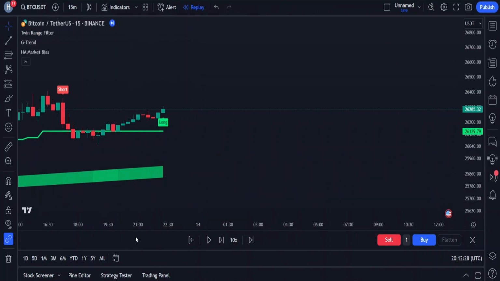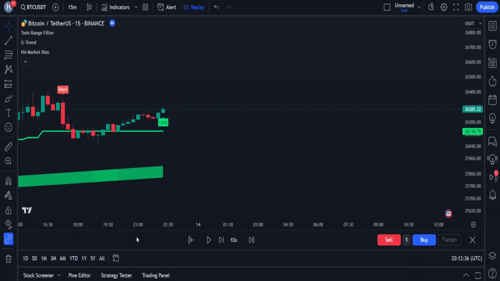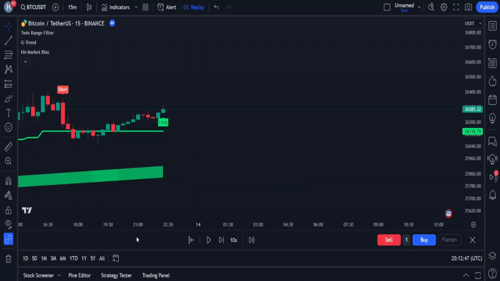So for a buy trade to be valid, first of all, we want the Twin Range Filter indicator to give us a buy signal. Then we need to make sure that our signal is following the short-term trend. And for that, the price should be above the G Trend indicator line. And the color of the line should also be green. Finally, we have got to make sure that the long-term trend of the market is also ascending. And for this, the price must also be above the Market Bias indicator, and the graph of this indicator has to be green in color. So if all these conditions are fulfilled, we can safely enter a buy trade.